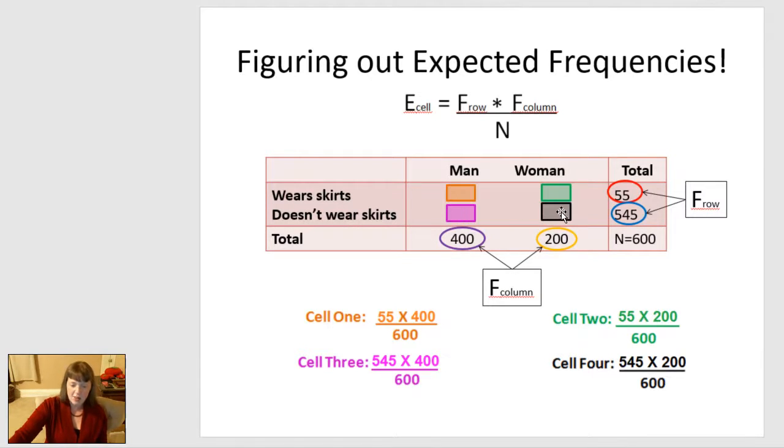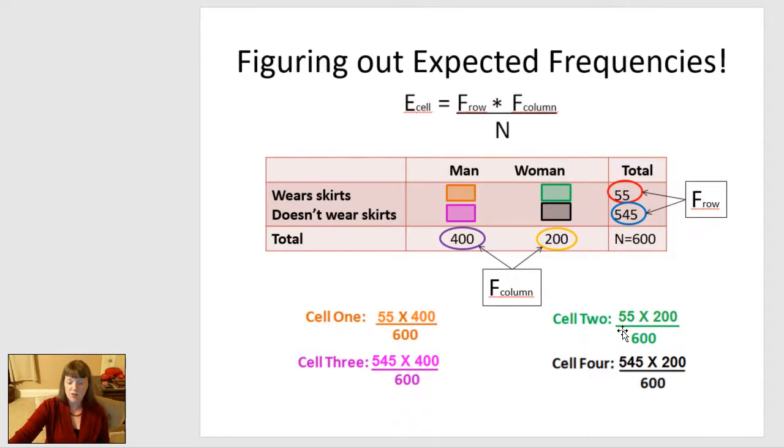Now, to figure out my expected values, I'm essentially figuring out, based on how many total people there are in each of the categories, how many people I would expect to see, even if there's no relationship between gender and skirt wearing. So in cell 1, the orange cell, I'm going to take 55 because that's the number of people wearing skirts, independent of gender. Multiply that by 400 because that's the number of men. 400 times 55 divided by the total sample size, that's how many men should be wearing skirts, even if gender and skirt wearing have nothing to do with one another.